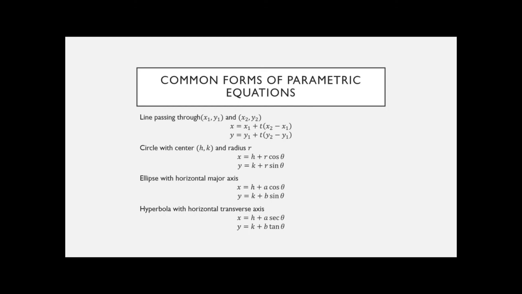So we saw these last two forms, but we didn't have any, they were centered at 0, 0, so the h and k weren't there. But these are common forms of parametric equations, so that when you have to do parametric equations later on, you can reference this and say, okay, I need to write a parametric equation for a circle. Here's the form. Just plug in your numbers, and there you go. You don't have to think too much about it. These are the typical forms that we use.